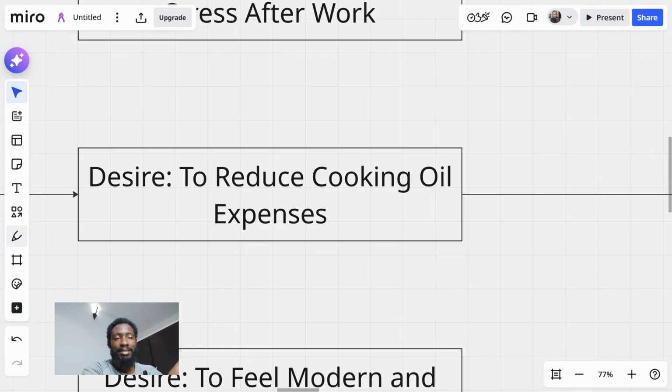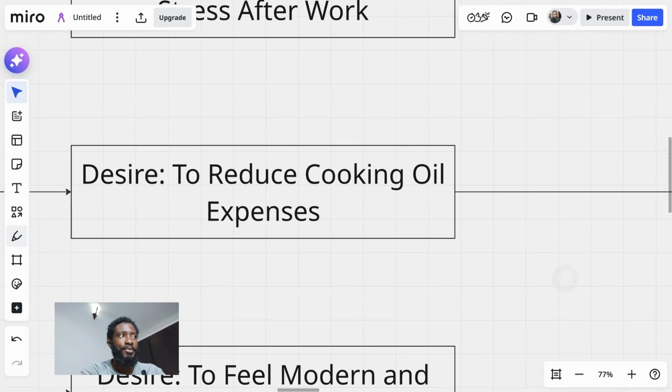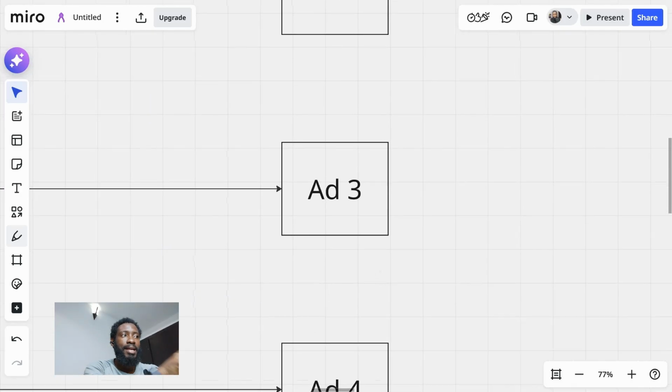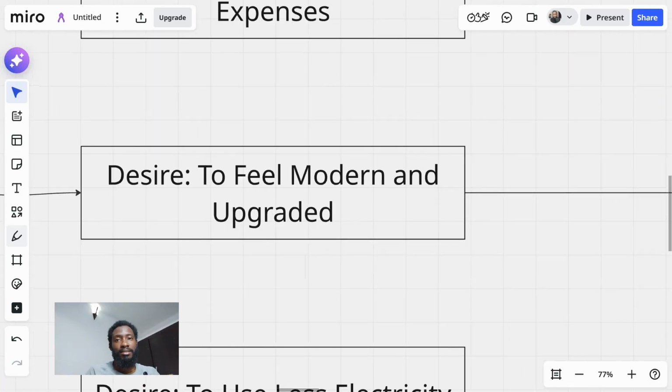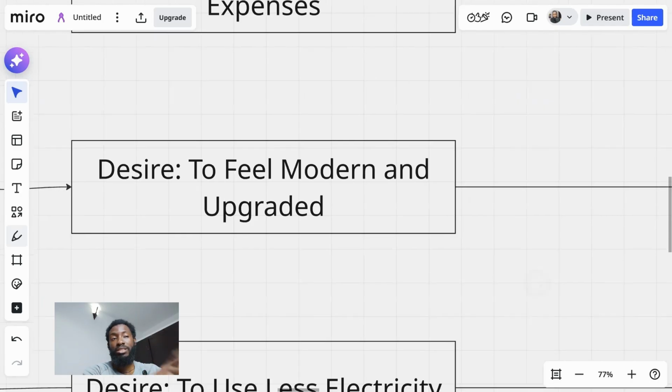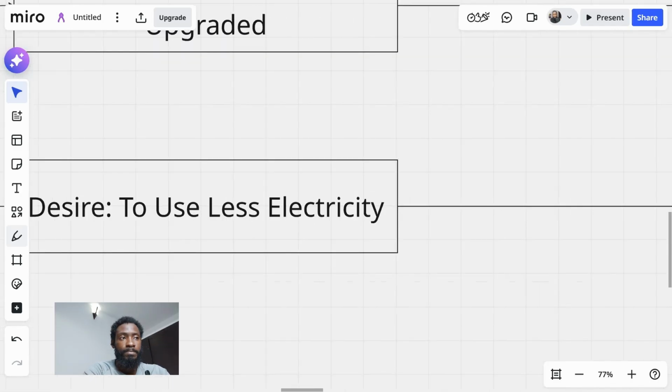So this is a marketing angle I can use to sell my air fryer, which gives me a 3. Now, the next desire is to feel modern and upgraded. You can easily tap into this market because everybody wants to keep up with the Joneses. Everybody is having air fryers. People want to upgrade their lifestyle. This is an easy one, which gives me a 4.